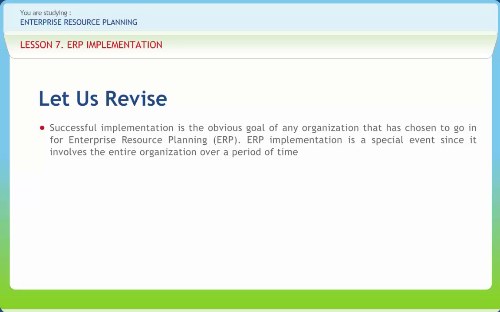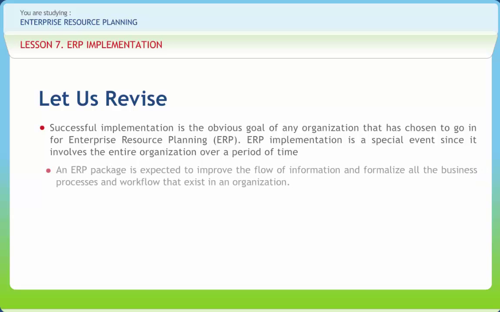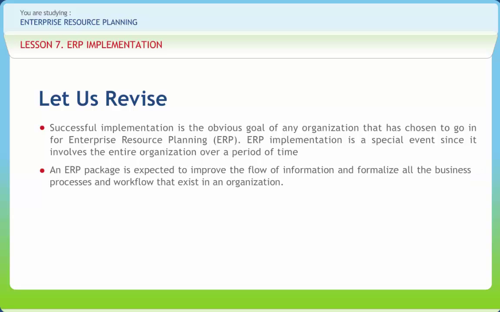Project management schedules are made in which the project orientation, time, cost, and quality are considered. The ERP life cycle does not end when the project goes live. After that, the post-implementation analysis of the project is done generally. An ERP package is expected to improve the flow of information and formalize all the business processes and workflow that exist in an organization. Many users expect their workload to decrease after an ERP implementation, but this may not always happen. During the course of ERP implementation, the demand for changing the core package is a common phenomenon.